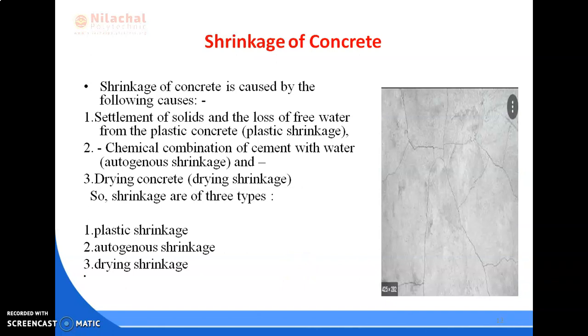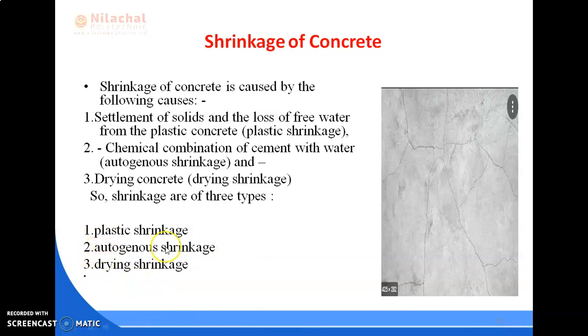Next is shrinkage of concrete. Shrinkage of concrete is caused by the following: settlement of solids and the loss of free water from the plastic concrete, chemical combination of cement with water, and drying of concrete, which is known as drying shrinkage. We can say shrinkage is of three types: plastic shrinkage, autogenous shrinkage, and drying shrinkage. By definition, it is the inherent property of concrete by which the volume of concrete is changed due to loss of moisture at different stages for different reasons.